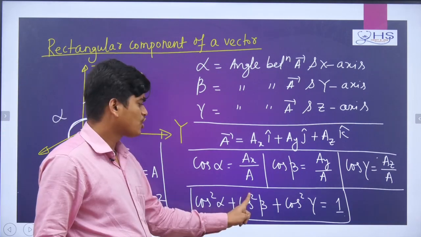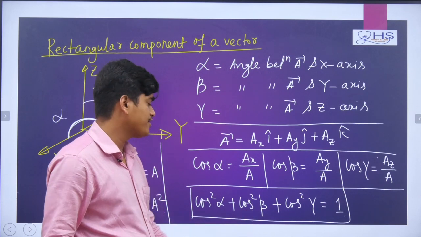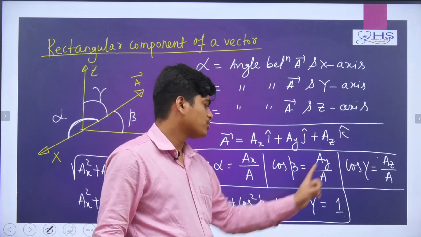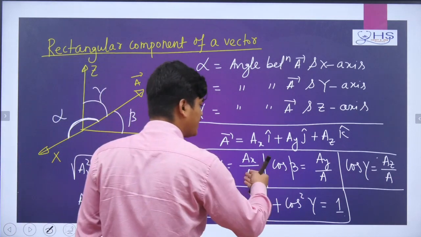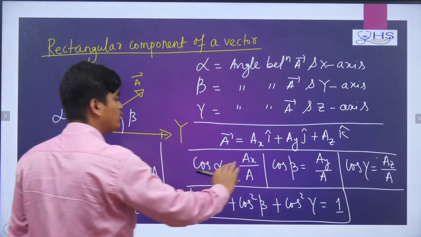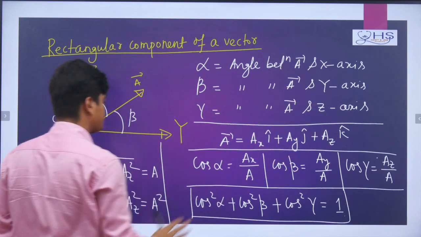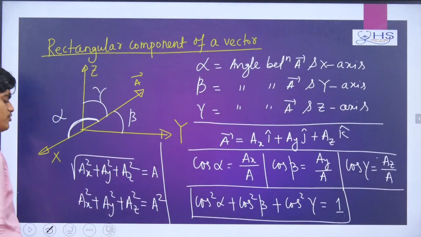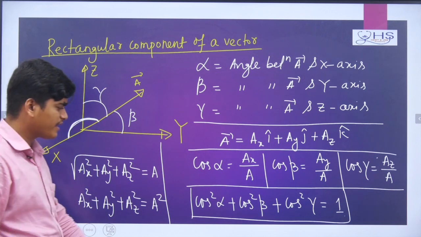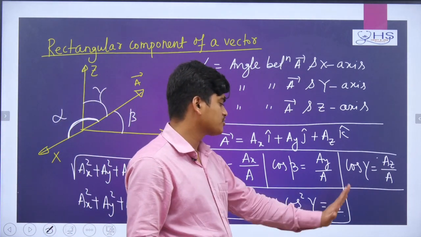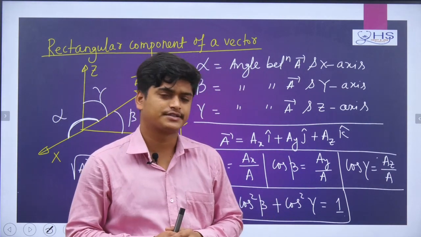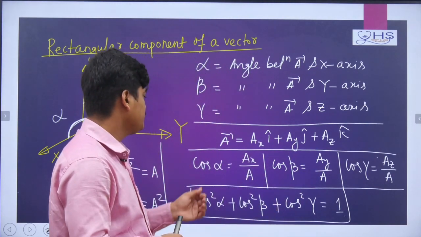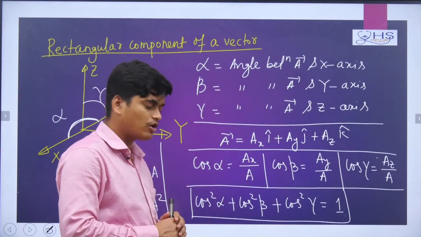Now cos square beta is nothing but Ay square by A square, and cos square gamma is nothing but Az square by A square. If you take A square common in the denominator, then the numerator will be Ax square plus Ay square plus Az square, which is again A square. So A square by A square is nothing but 1. That's why cos square alpha plus cos square beta plus cos square gamma is 1. This is also called direction cosines. So cos alpha, cos beta, cos gamma are also called direction cosines.